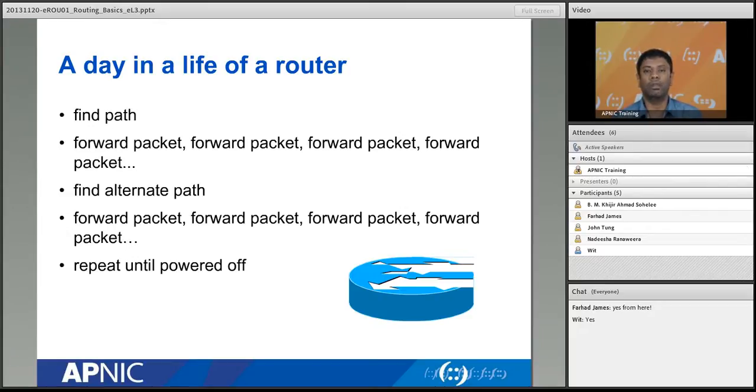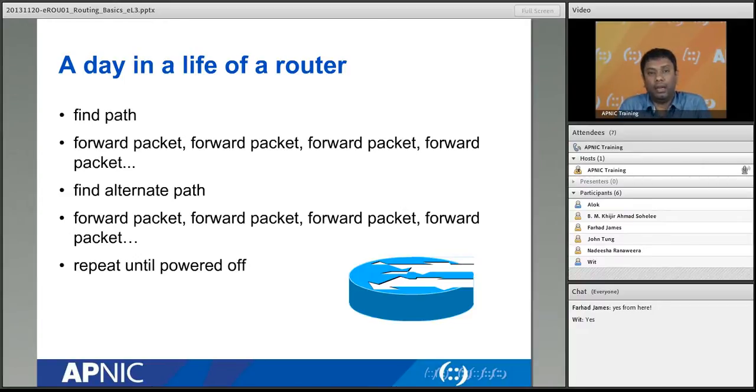When the packet comes from the machine to the router, the router knows with whom it is connected, and based on that connectivity architecture, it learns the destination information. When it forwards the packet, it looks into the destination information and keeps forwarding the packet. This is how a router first learns or finds the path and then keeps forwarding packets.